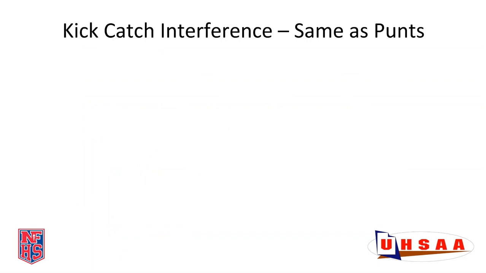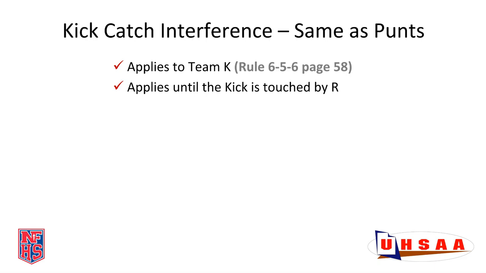Now let's talk about kick-catch interference on a field goal or extra point. Basically, it's the same as on the punt, because a scrimmage kick is a scrimmage kick according to the rules. Kick-catch interference, just like on punts, only applies to Team K. Team R cannot commit this foul by rule. It applies until the kick is touched by R, but there are some exceptions here, just like on the punt.